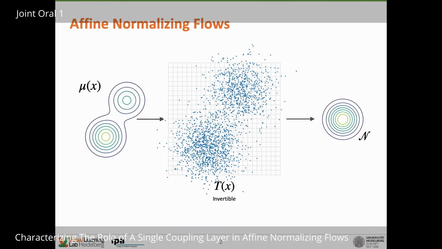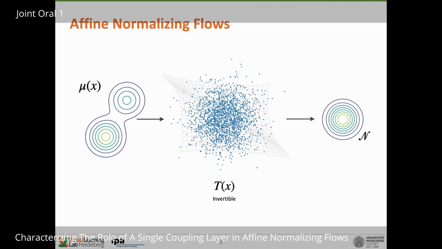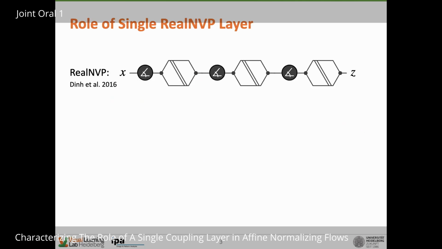Normalizing flows are models for approximating distributions mu of x given samples. Training such a flow means building an invertible function T of x, which maps from mu to a Gaussian latent distribution. One popular architecture for building such invertible functions is the RealNVP architecture. It is based on neural networks.